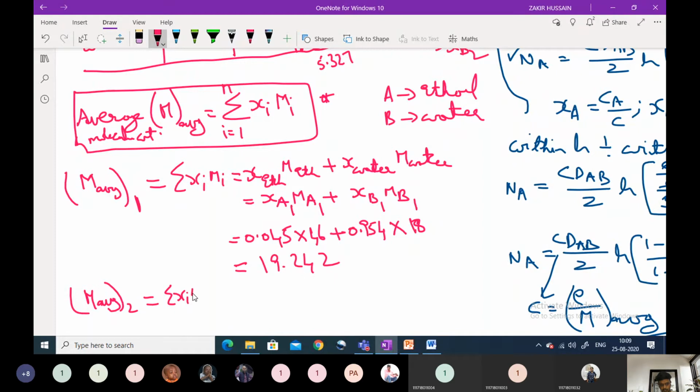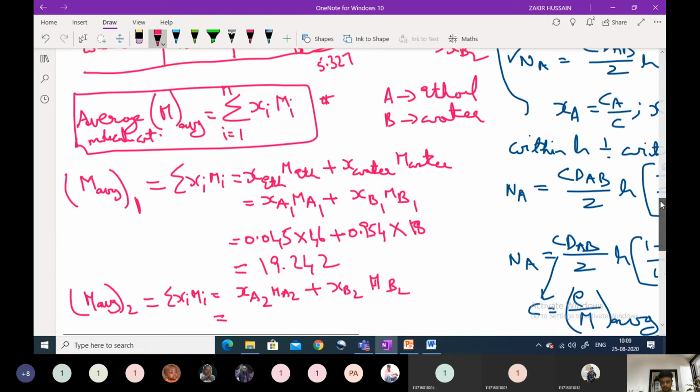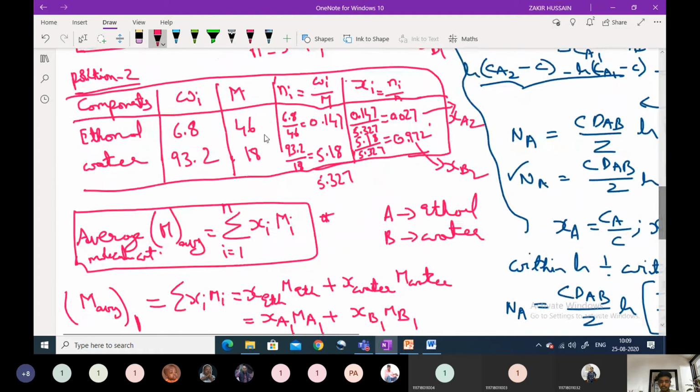So this is also sigma xi into mi. Here also the same thing. Since this is at position 2, I am writing directly xa2 ma2 plus xb2 mb2. Here xa2 and xb2 we already know at position 2, the values we calculated in the table: 0.027 and 0.972.